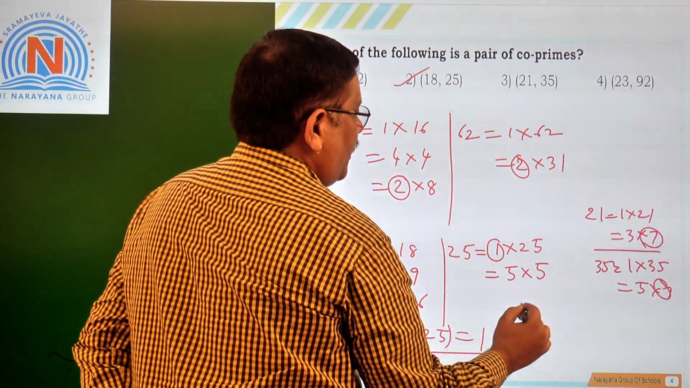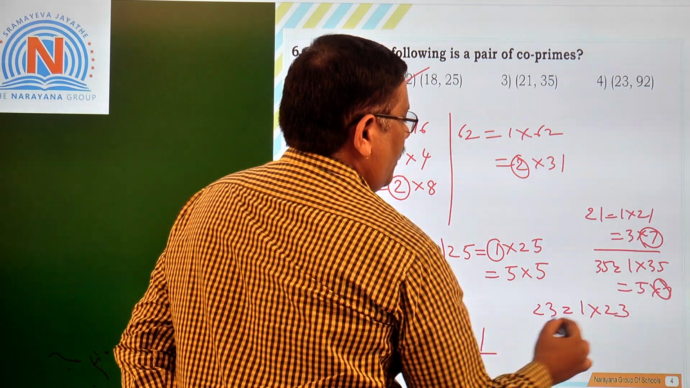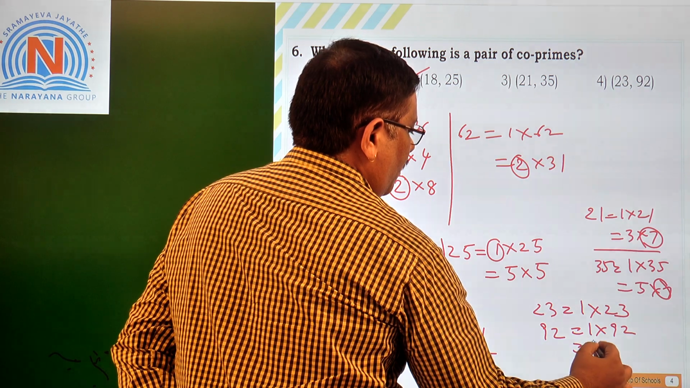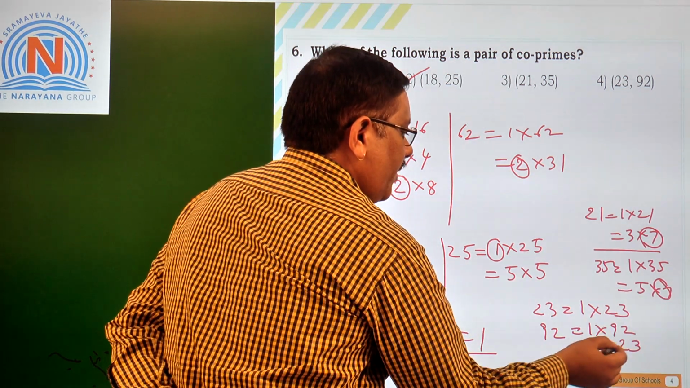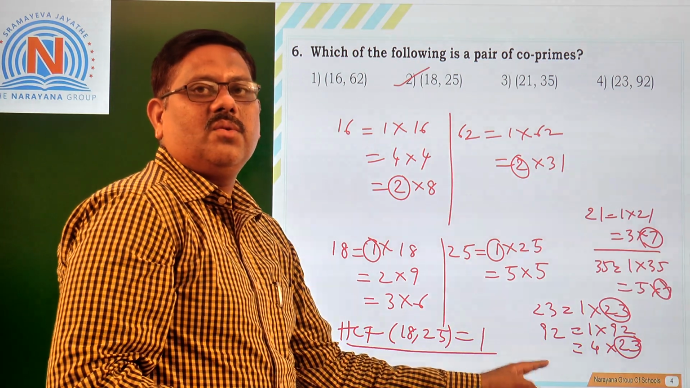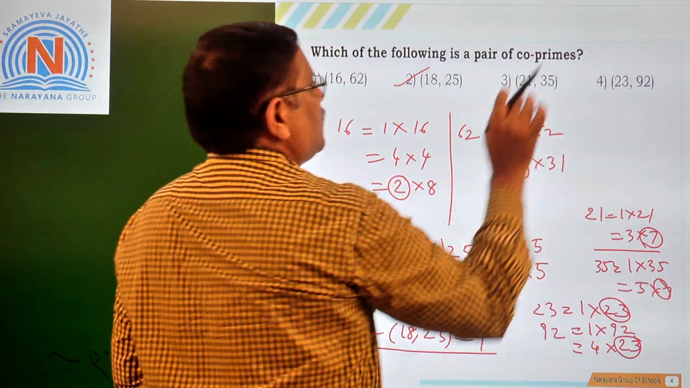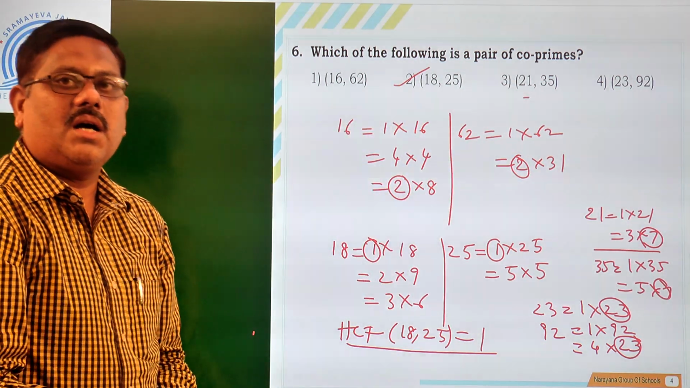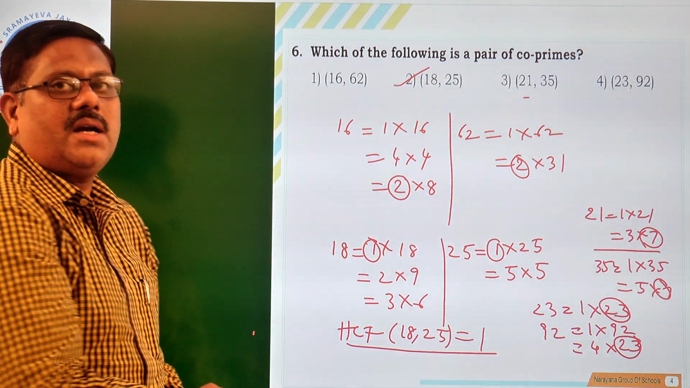Now you take 23 and 92. 23 we can write as 1 into 23. 92 is 1 into 92. Not only that, 4 times 23 is also 92. So in addition to 1, we have a common factor of 23, or else we can say 23 is a factor of 92. So 23 is the HCF of 23 comma 92. So HCF is not 1. So this pair is also not a co-prime pair. So out of all the 4 given options, the second option 18 comma 25 only qualifies to be a pair of co-primes. So the second option is the right answer for this question.